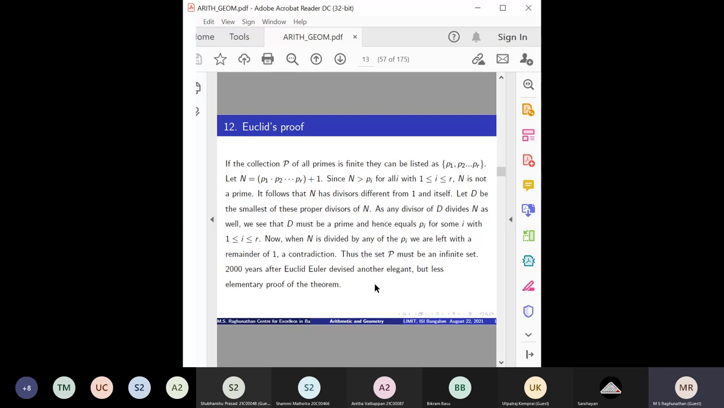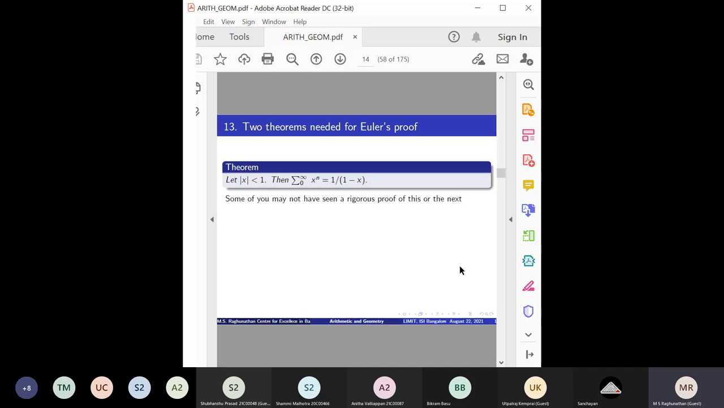2000 years after Euclid, Euler devised another elegant but less elementary proof of the theorem. He deduced the theorem from two other theorems, which I state now. The first of these is something which you all know, that the infinite geometric sum, sigma x^n, equals 1 by 1 minus x if mod x is less than 1. Some of you may not have seen a rigorous proof of this, or the next theorem for that matter. For one thing, the infinite sum needs to be given a precise meaning. I'm not going into it, but you certainly knew this in school, and it does make sense intuitively.